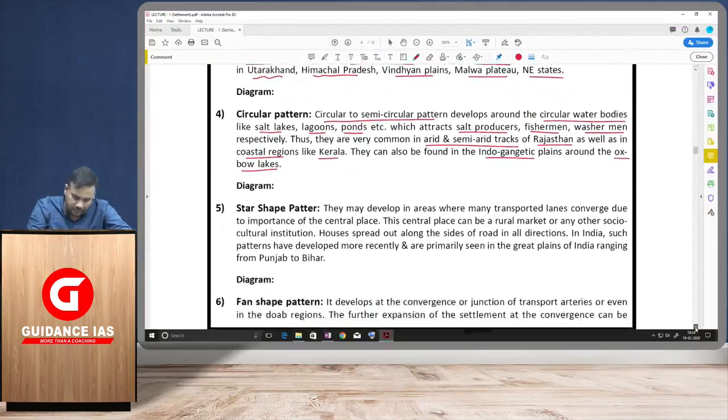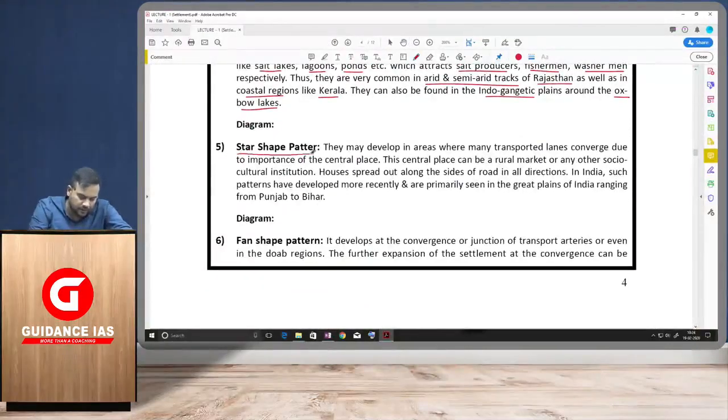So that is one. Then there can be a star-shaped pattern. So star-shaped patterns are formed where many transportation lanes converge due to importance of a central place. So this central place can be rural market or any other socio-cultural institutions. Houses spread out along the sides of the roads in all directions. In India, such patterns have developed more recently and are primarily in the Great Plains of India, ranging from Punjab to Bihar.